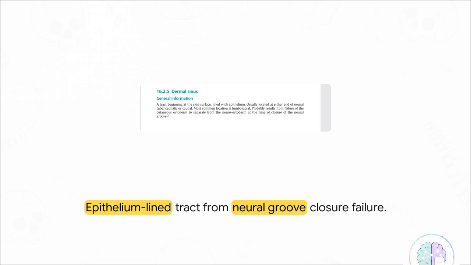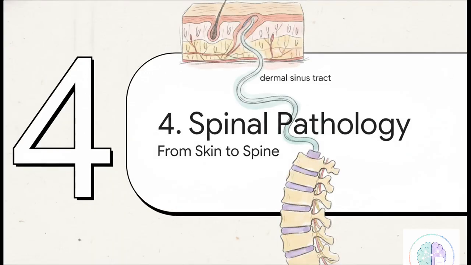Well, it's essentially a failure of the cutaneous ectoderm to separate from the neuroectoderm right at the precise moment the neural groove is trying to close during development. So now that we know how it forms in the embryo, let's jump into Section 4, spinal dermal sinus pathology. Let's dissect the physical traits going literally from skin to spine.